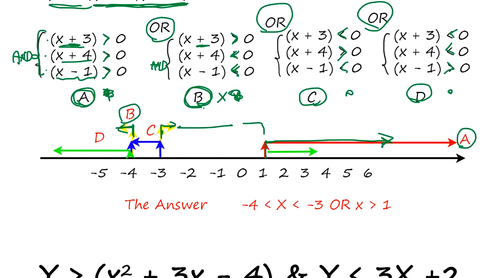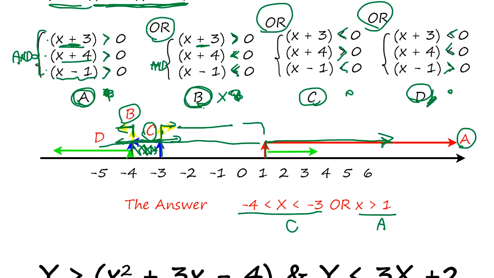Now C, we look at C. It has to be smaller than -3, so we take this one, and larger than -4, so we take this one, right? So there is overlap, and smaller than 1. If you take AND, only this part is left. So this gives this range. Okay, A gives this range. This is A, this is C. And look at D.